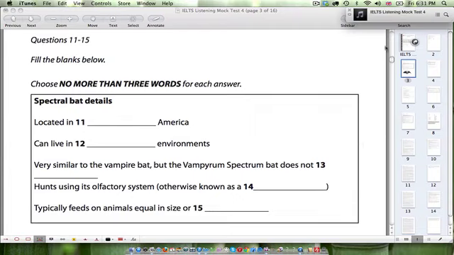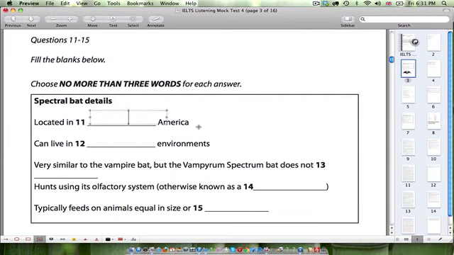Before you hear the rest of the talk, you have some time to look at questions. Okay, let's go over the answers very quickly for this section. Spectral bat details located in, and this was a very straightforward answer, North and South America. Can live in, I believe he says it has several different habitats that it can live in. So a word that would fit here would be varied environments. Very similar to the vampire bat, but the vampire spectrum does not, and you probably caught it, drink blood.